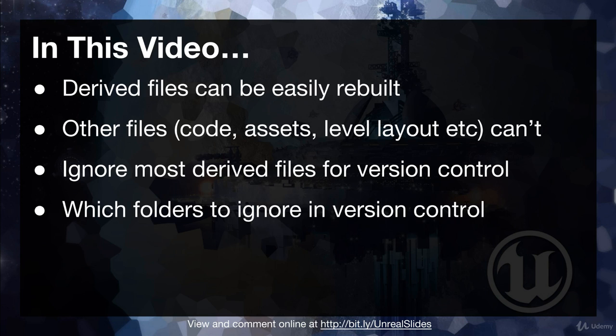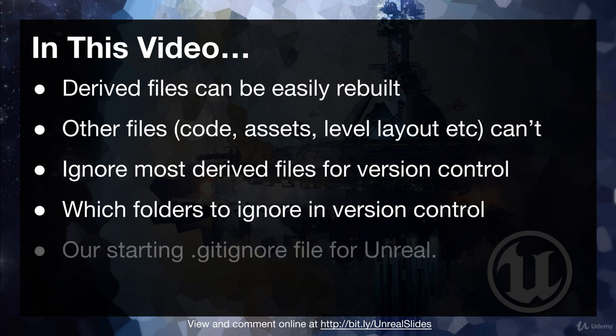And the question is, which folders to ignore in version control? We basically don't want to add everything to version control. It will slow it down and it will make things complicated. If you exclude certain folders automatically, then everything will be faster, your databases will be smaller, you'll take up less disk space, and everything will just be a lot simpler. So we'll end up showing you our starting git-ignore file for Unreal and how we're going to configure that. And if you're using a different version control system, pretty much the same file should work.